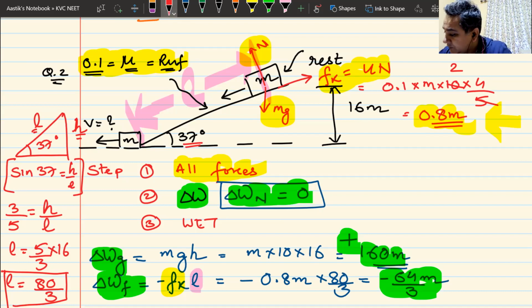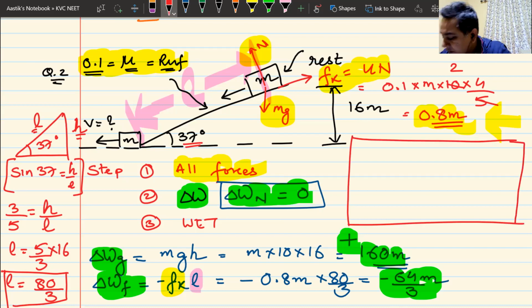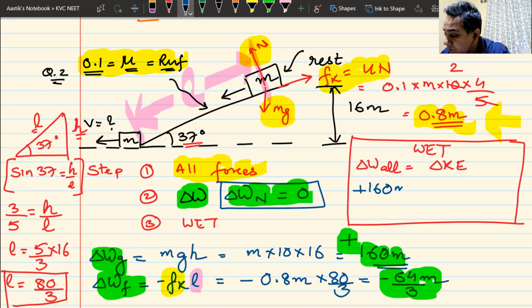The last thing that we'll do in this small block will be to apply the work energy theorem. What is the work energy theorem? Work done by all forces should be equal to change in kinetic energy. I will just put the values. Work done by all forces: one force is gravity, 160 m, plus 160 m minus 64 by 3m. This is the work done. That must be equal to change in kinetic energy.